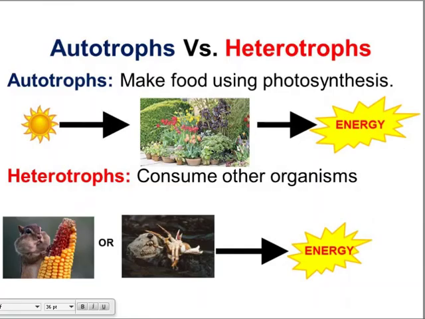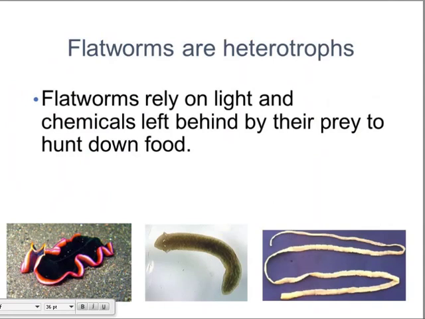I can't stress enough, although I do keep trying, the difference between auto and heterotroph. Autotrophs make their own food, heterotrophs consume others. It's as simple as that, and you need to get it down. All right, flatworms are heterotrophs. They rely on light and chemicals left behind by their prey to hunt the food down. So these eye spots that we see are receptive to light. They're not actual eyeballs, and they sense chemicals in the aquatic environment around them, like footprints left behind to track down their prey. So the point is they are predators.